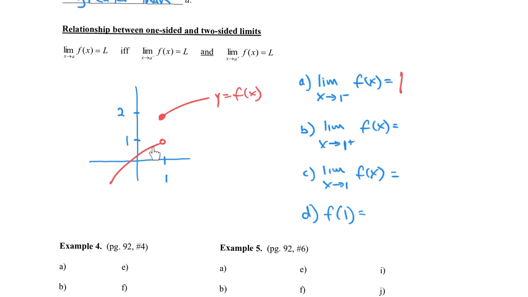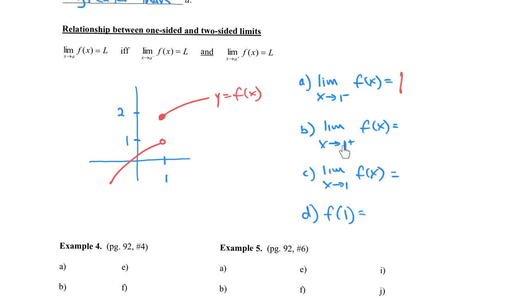Because we can make this red curve as close to 1 as we want, right? Because there's a hole in the graph, which means that although we can't get to 1, we can get to 0.9999, right? Or even closer to 1. We can get as close as we want just by getting this as close as we want to 1.